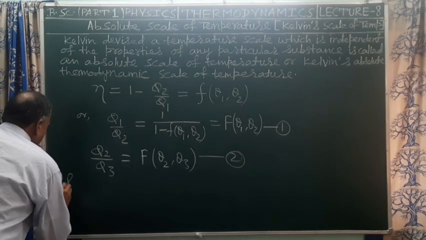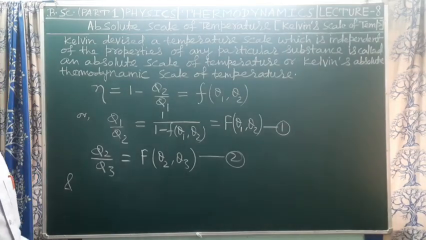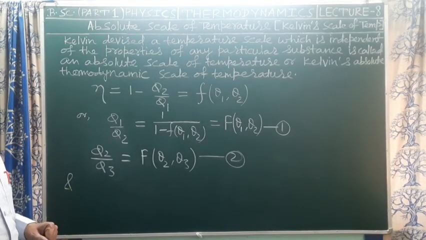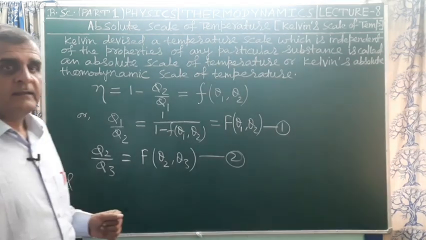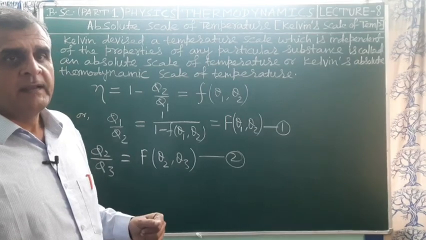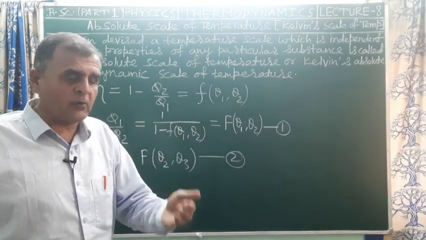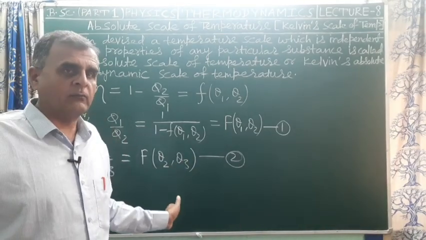And for a third reversible heat engine which works between temperature limits theta 1 and theta 3, suppose Q1 be the amount of heat taken from the heat source at temperature theta 1, while Q3 is the amount of heat rejected to the colder body, the sink, at temperature theta 3.